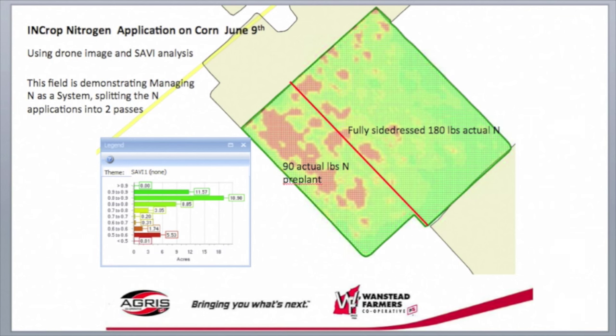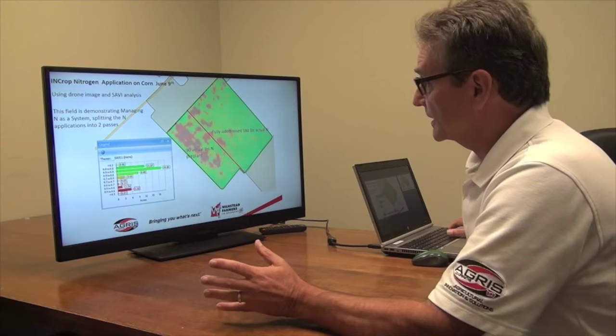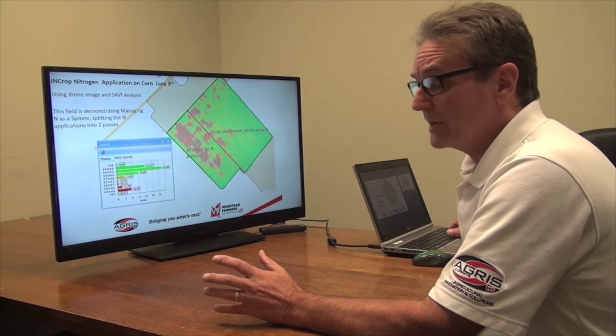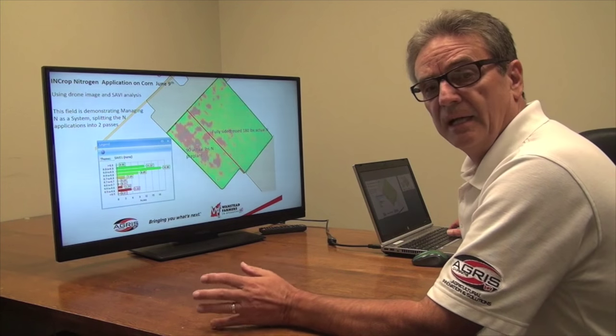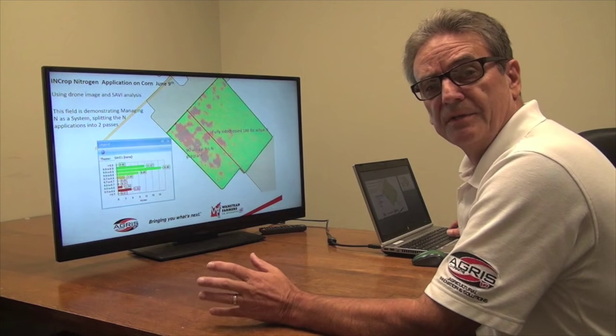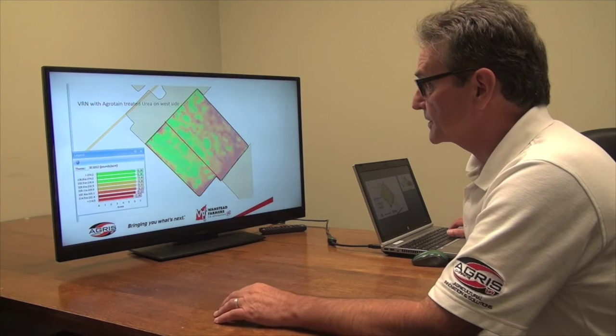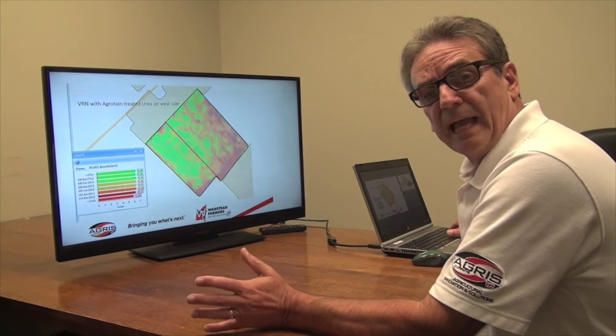So once we have this image completed and we've gone through our analysis, we have our setup, we know what we're comparing and what our trial work is going to be. Our next step is then to look at an application strategy of just how we are going to put on the extra nitrogen. And we've chosen a late season application of Agritain treated urea over the top with a high clearance spinner spreader. So this is a resulting application map.